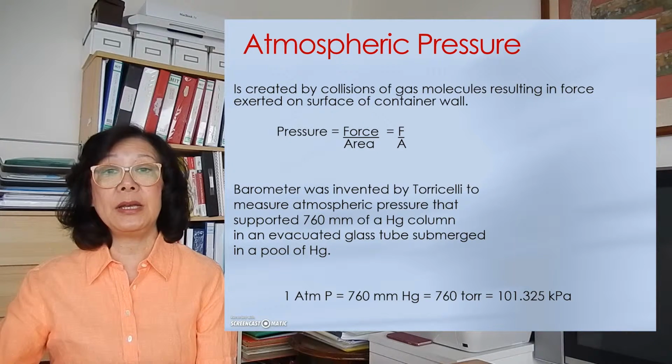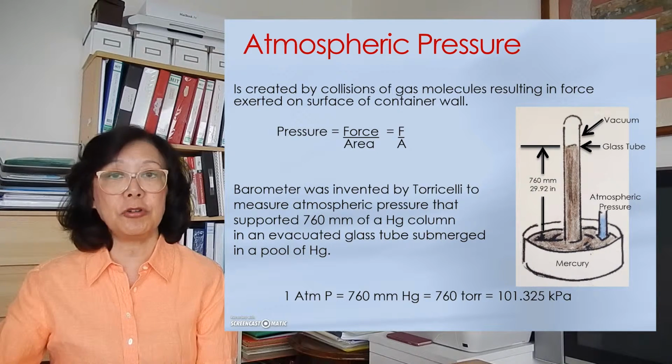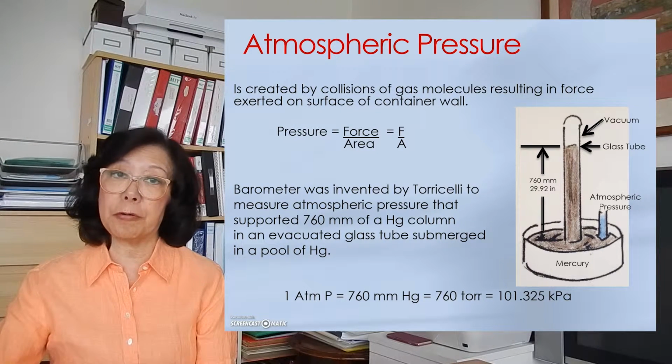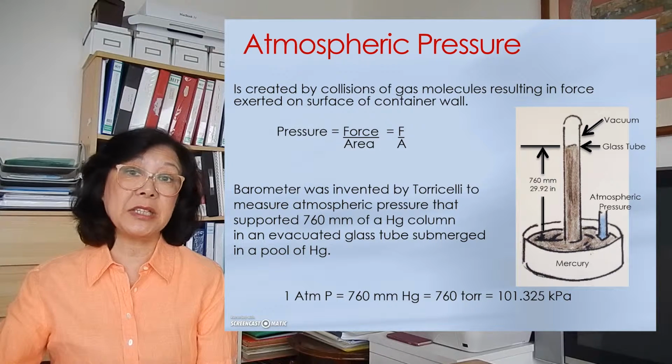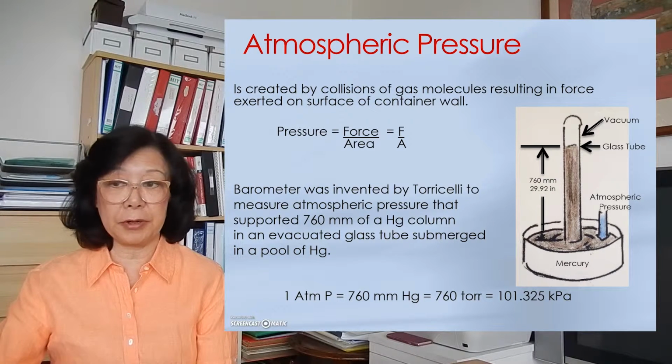Mr. Torricelli invented the barometer, in which he used a long tubing and he filled it with mercury because mercury's density is very dense, 13.6 grams per cubic centimeter. Then he inverted it upside down and immersed it into a pool of mercury.